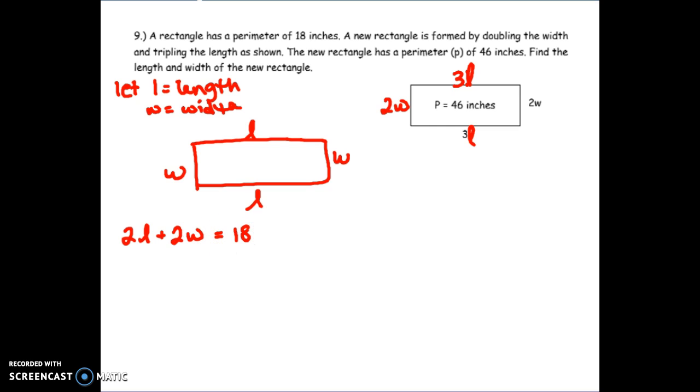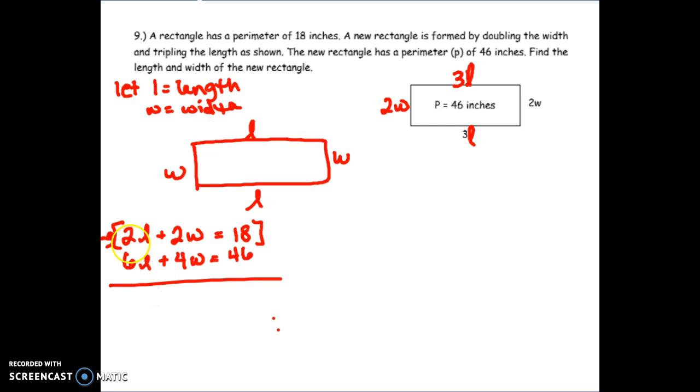There's my first equation. Now a new rectangle is formed, and this is what the picture is here, by doubling the width and tripling the length. So that's how we get 2W and 3L. If we add those together, we end up with 6 length plus 4 width equal to 46. So there are our 2 equations with our 2 variables. We're going to take the first equation and multiply everything by -3, because we want to eliminate.